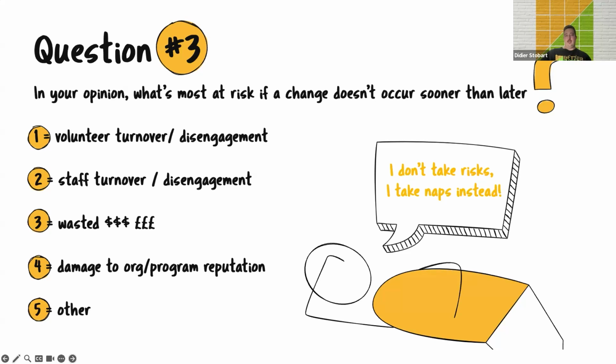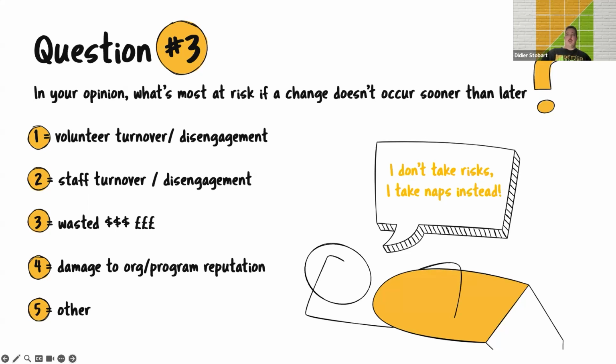So I'll wait for some answers in the chat. Penny's number 4, volunteer turnover, disengagement, and damage to organization program reputation. That's really interesting because that obviously can work hand in hand. If you've got damage to the reputation, less and less volunteers will be signing up. We've got one that's 3 and 5, so wasted budget and other. Be interested to hear what the other issue is, Laurie, if you can.